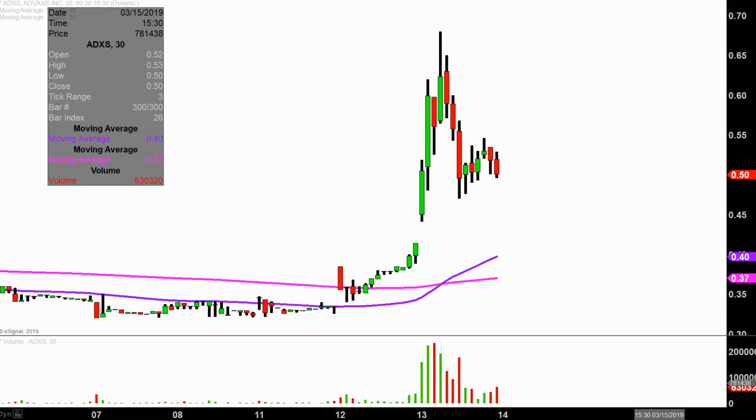I don't mean to state the obvious, but I will anyways. Very nice movement today, not only from the price action perspective, but you look down here at the volume. So a lot of eyeballs on this one, so let's map out some levels of support and resistance.